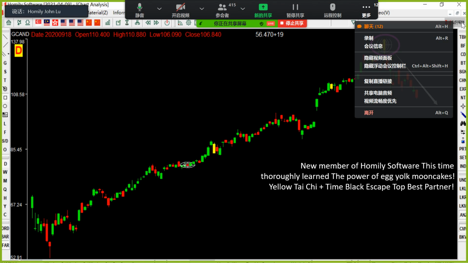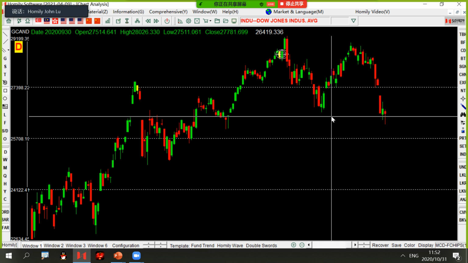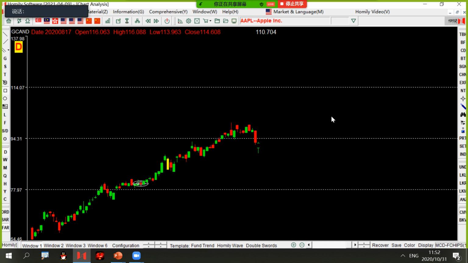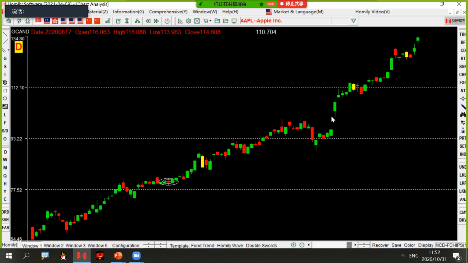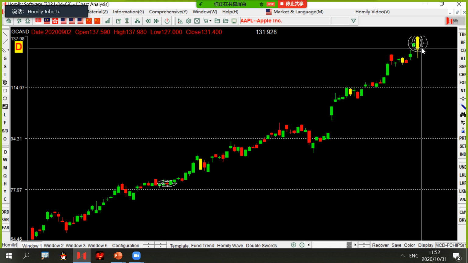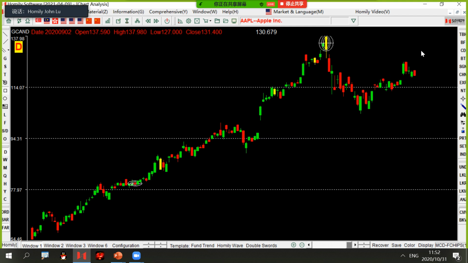And also for Apple, you see, Apple. Just around here, double alert, Taiji and 10 black hole. You can see. I gave a name, it's like egg yolk mooncake, right? The yellow one inside the circle. And you can see Apple, what happened here? Okay. 1st September, 2nd September, drop down, Taiji, 10 black hole. Then you sell, can avoid the drop.